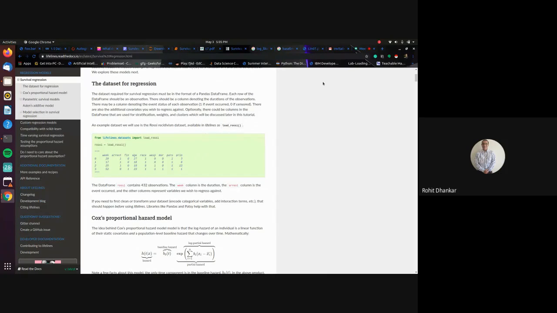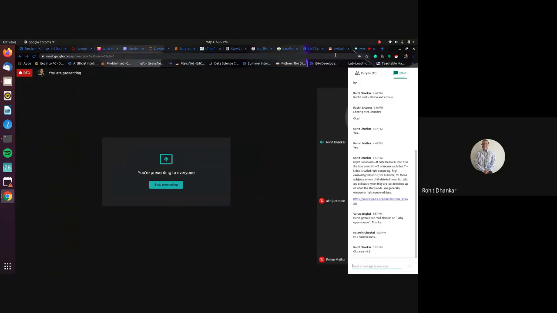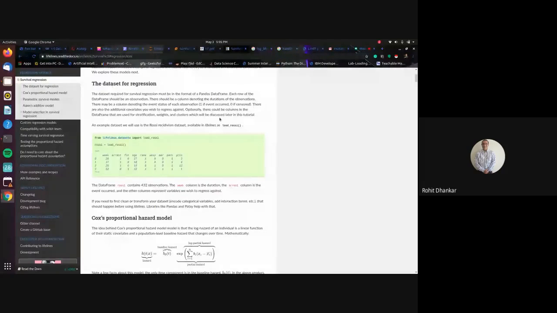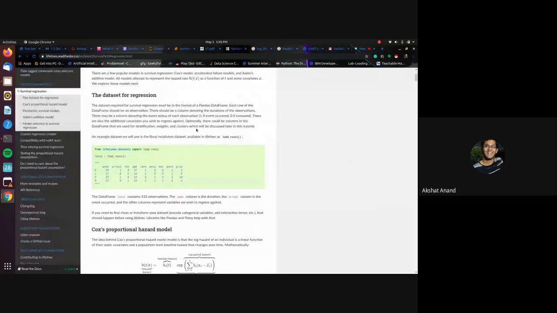Akshat, one second, what are additional covariates? Additional covariates are features we can add to the model if we think there is a relationship between the different covariates. What is a covariate? I guess a covariate is a feature for a particular model.